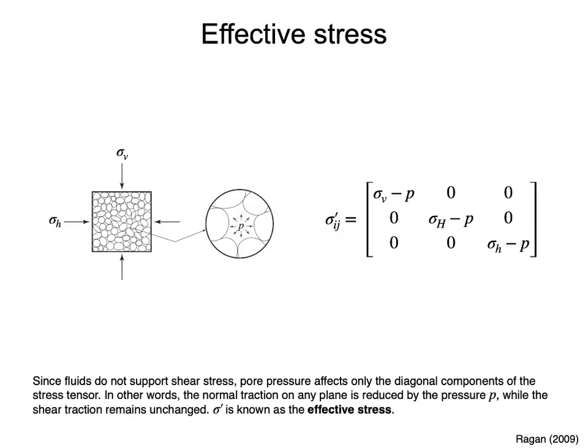Since fluids do not support shear stress, pore pressure affects only the diagonal components of the stress tensor. In other words, the normal traction on any plane is reduced by the pressure P, while the shear traction remains unchanged. Sigma prime is known as the effective stress.